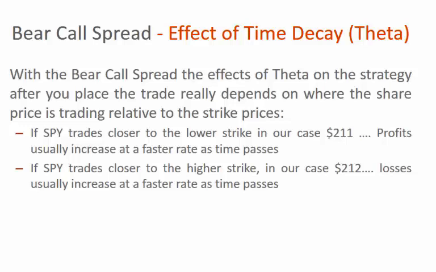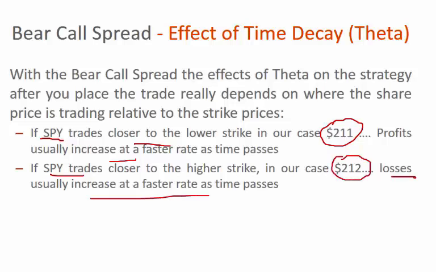So just remember this, with this particular trade, if SPY trades closer to the lower strike, and in our case it was 211, profits will usually increase at a faster rate as time passes. However, if the trade moves against us and SPY trades closer to the higher strike price, which in this case was 212, losses will increase at a faster pace as time passes. So just note that the effect of theta can be reversed if the share price moves against you for the trade.